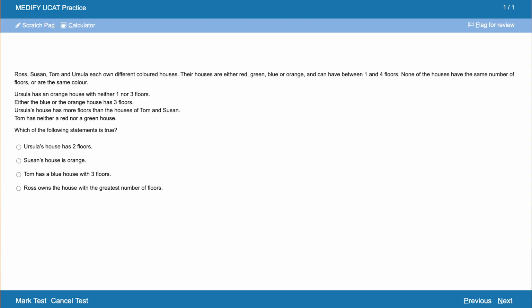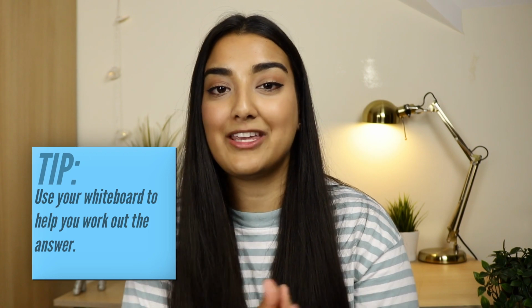So pause the screen now if you want to have a read of this question. It's quite long, so I won't read it all out. And as you can see, there are a series of rules to follow in order to solve this question. So a really helpful tip for questions like this is to grab some pen and paper and draw a diagram. Obviously on the real day you'll have a whiteboard and a marker pen, so do make use of that.